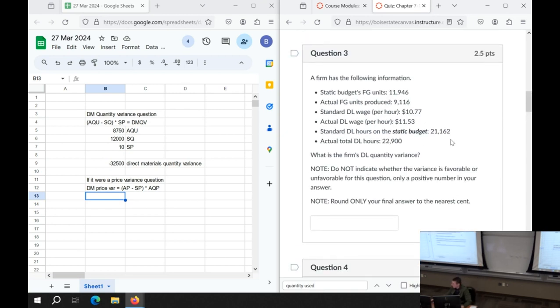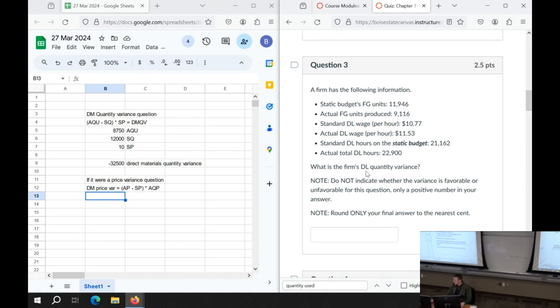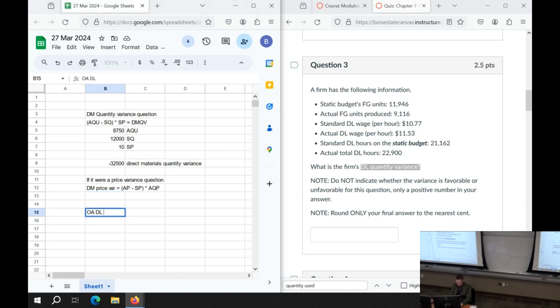So let's look at this. Maybe we hit gold here. Let's see. This gives us standard direct labor hours on the static budget here, and then we would divide. Yeah, I think we can do this. This is a question that will have that aspect to it. Okay, so ultimately this question is asking for direct labor quantity variance. So this is open answer, direct labor quantity variance with a static budget.